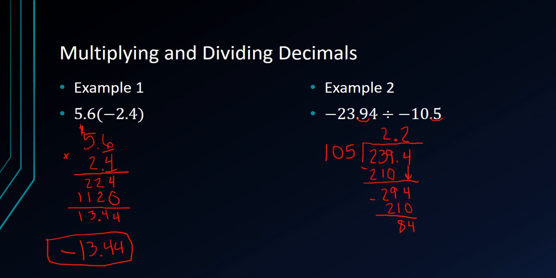And now, 105 doesn't go into 84, but I don't want a remainder. I want to know exactly. So I'm going to add a 0 and drop that down. So how many times does 105 go into 840?